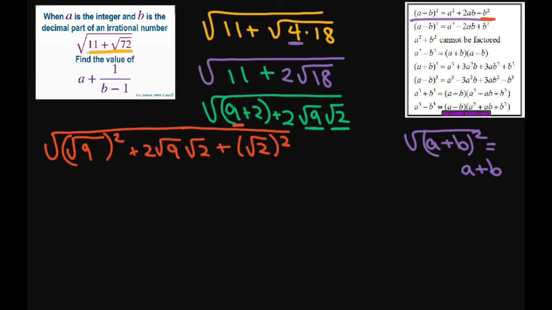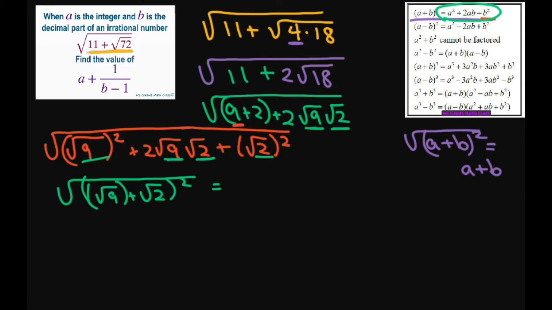All right, that gives me my a is square root of 9, and my b is square root of 2. So it's just like this form right here. Now I can write this as the square root of 9 plus square root of 2, and then you square it. So this goes away. You're going to get square root of 9 plus square root of 2, which equals 3 plus square root of 2.